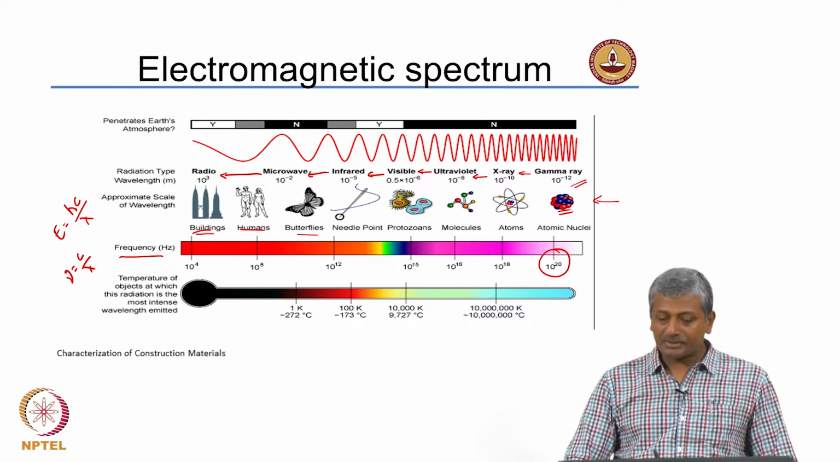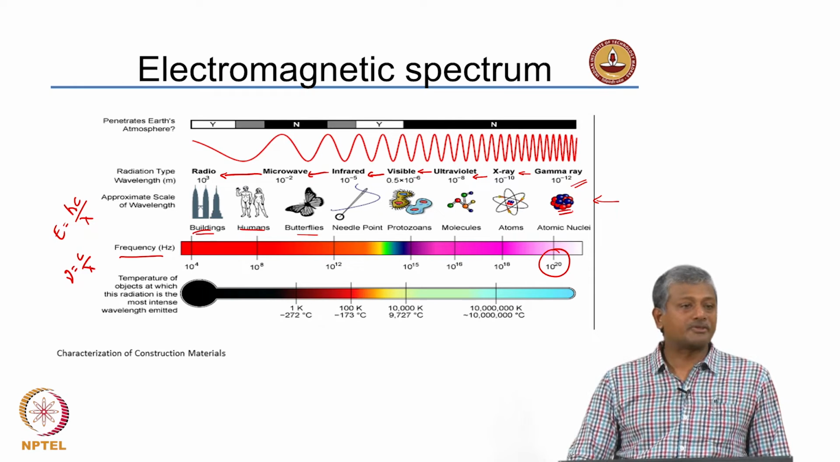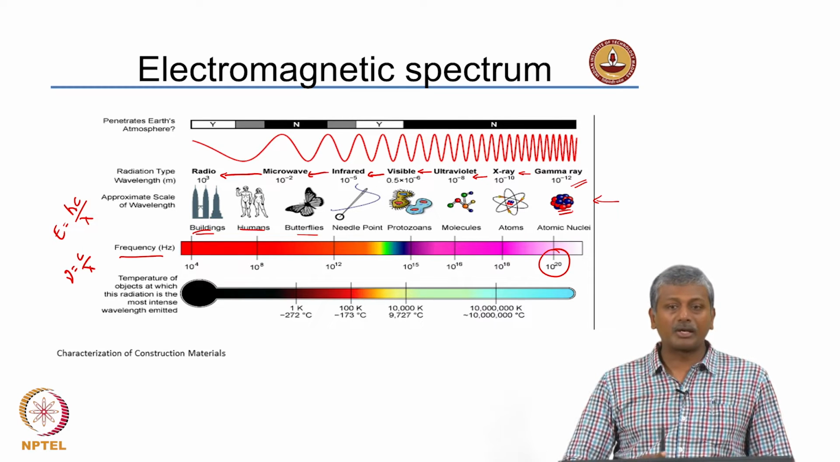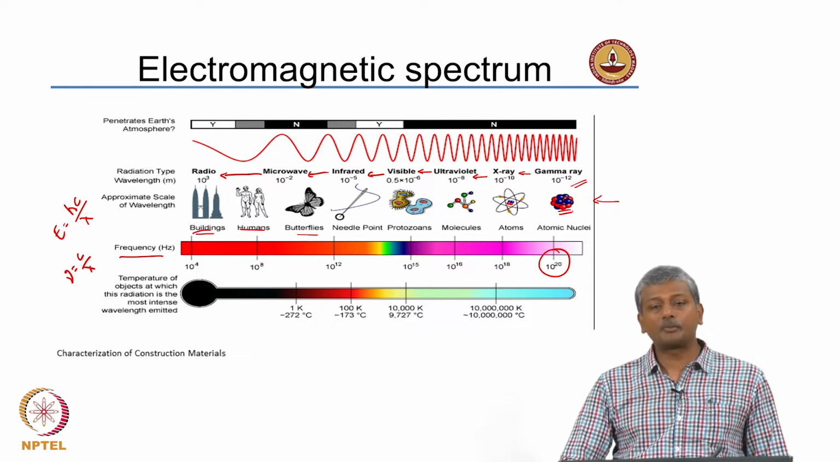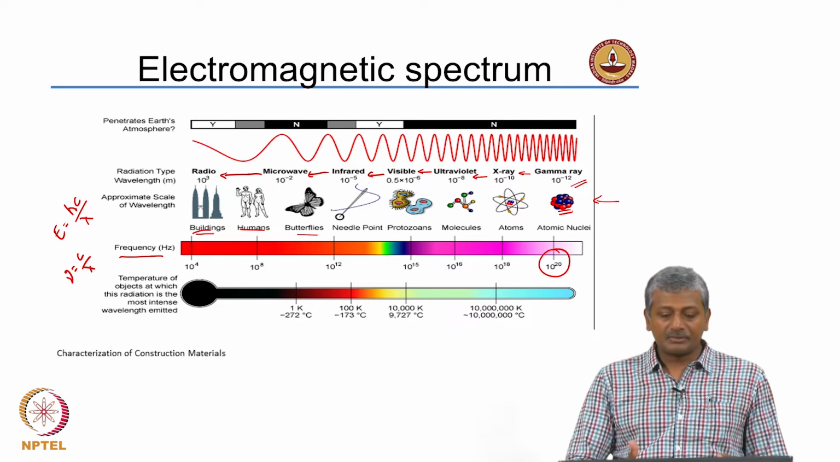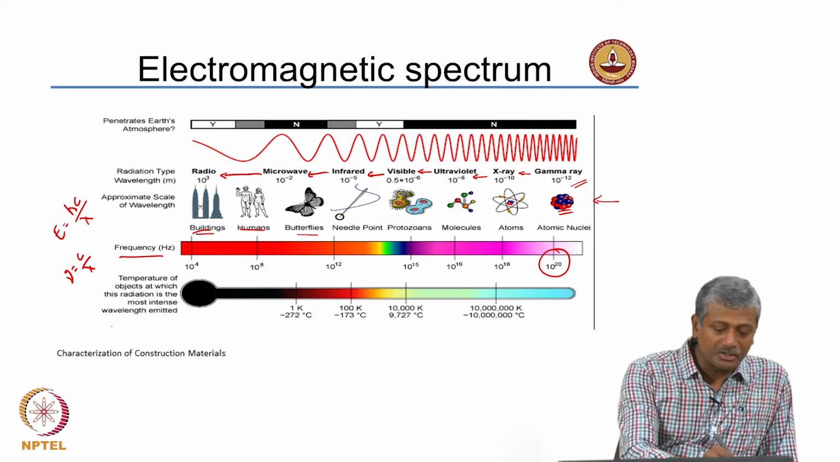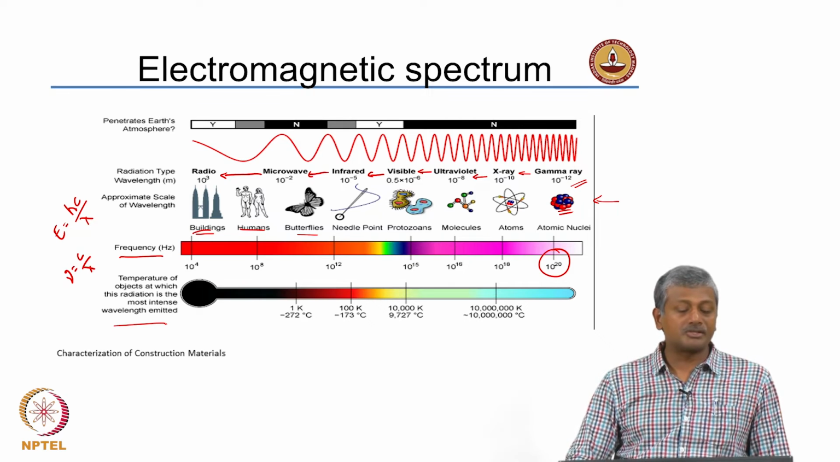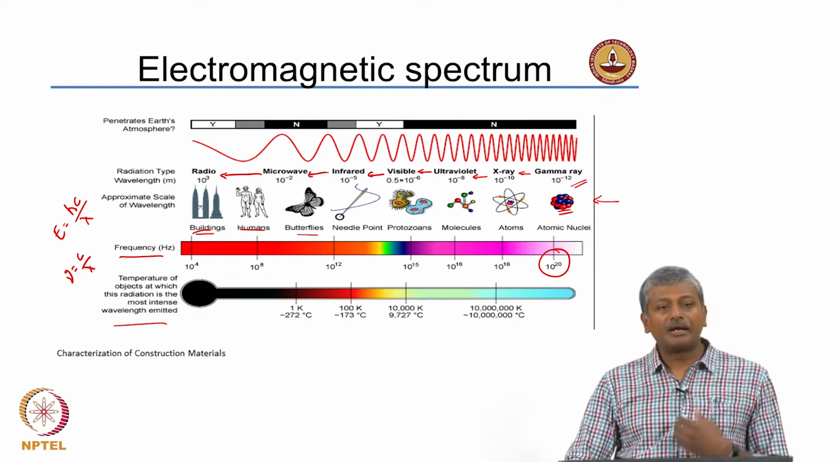X-rays, again you can resolve atomic sizes. Ultraviolet, you are looking at molecular structures. Visible light, just like what we use in light microscopy, you can actually see the structure of amoeba, for instance. So, again the capabilities are different, and again temperature of the objects at which the radiation is the most intense wavelength emitted. I was talking about the human body.